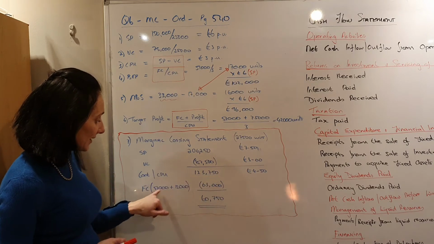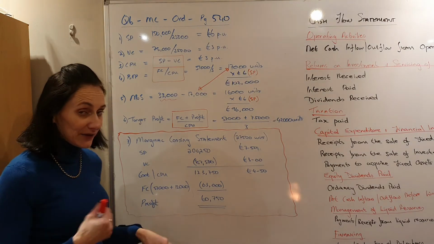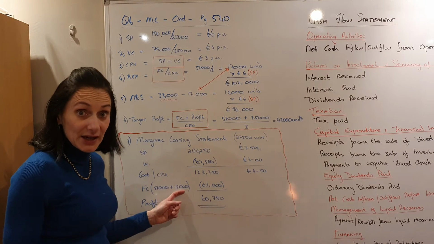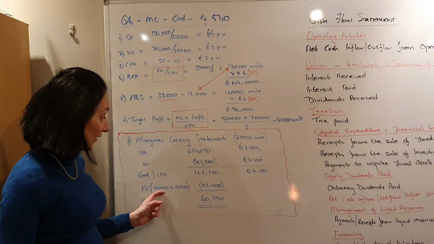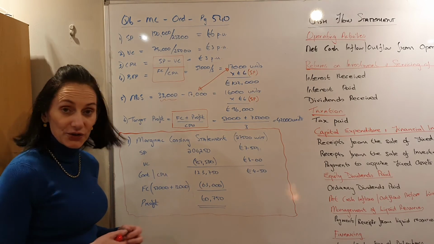Now your fixed costs were 51,000, but they said they ran an extra advertising campaign for 12,000. Advertising is considered a fixed cost. So that means that your fixed costs are 51 plus 12, which is 63,000. So that's your new profit.